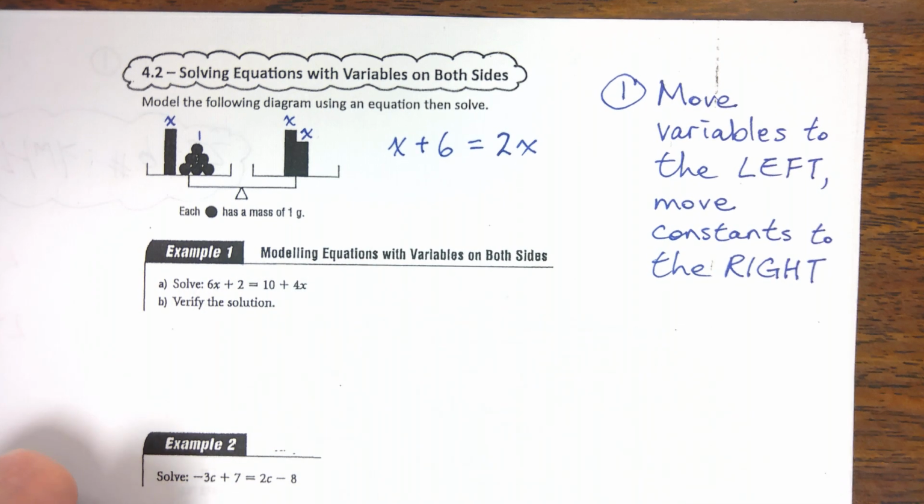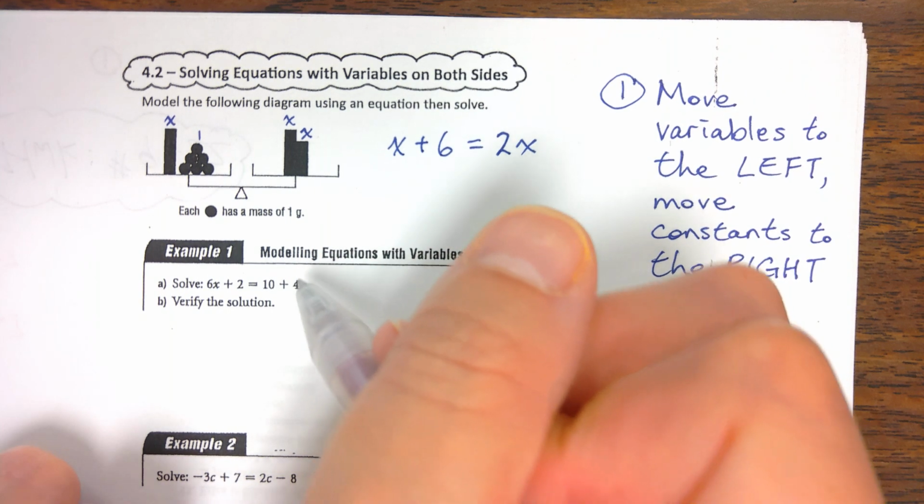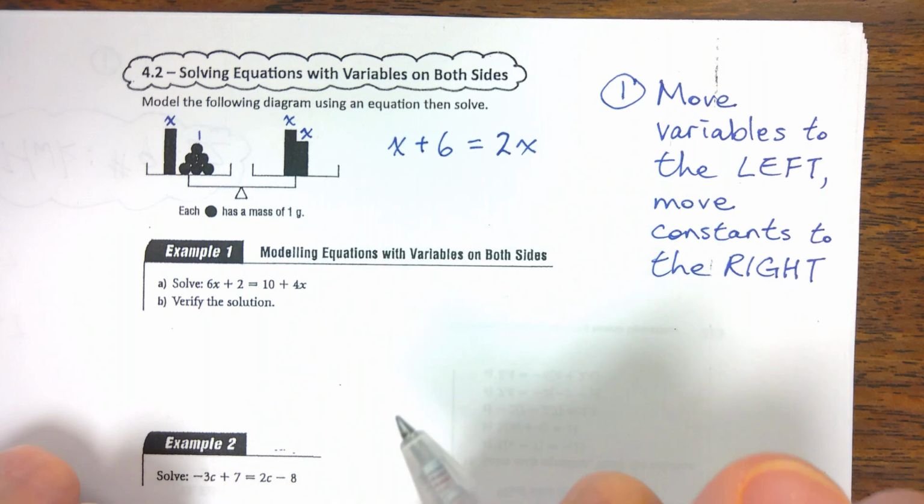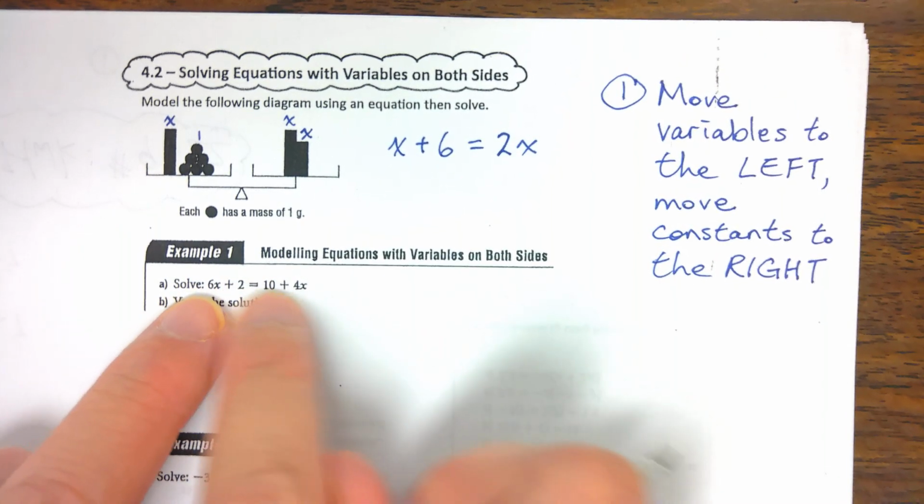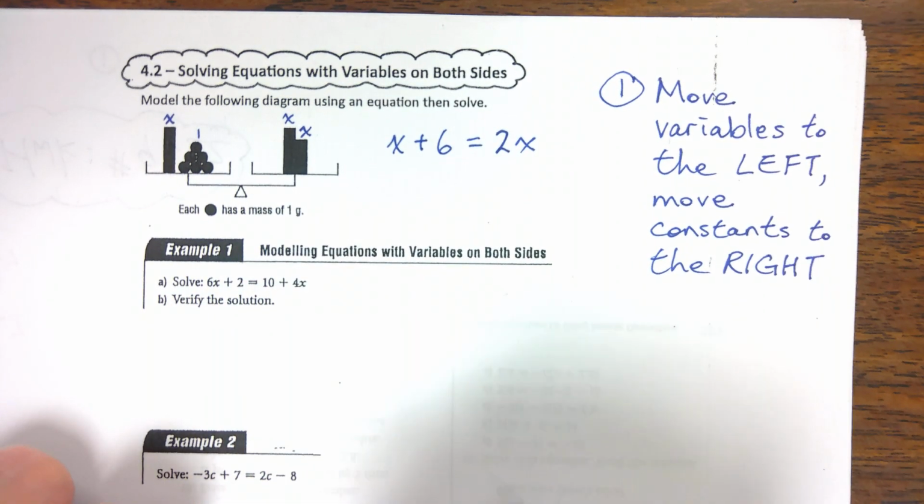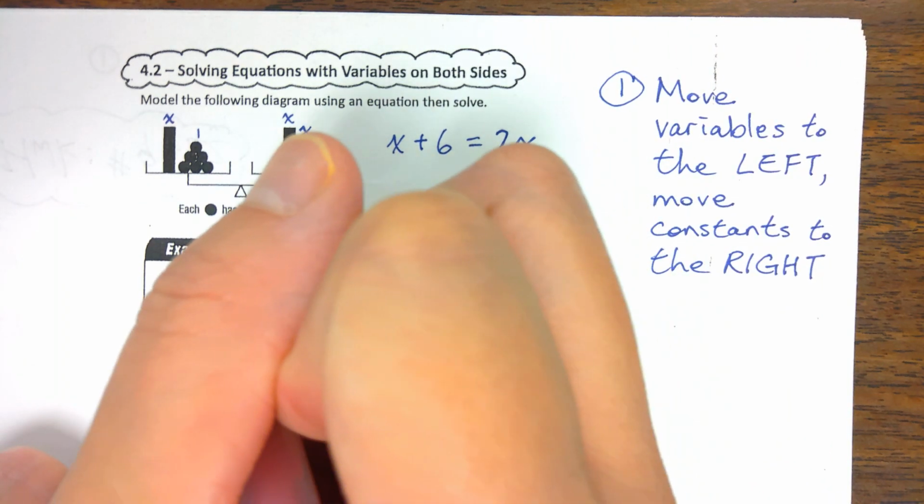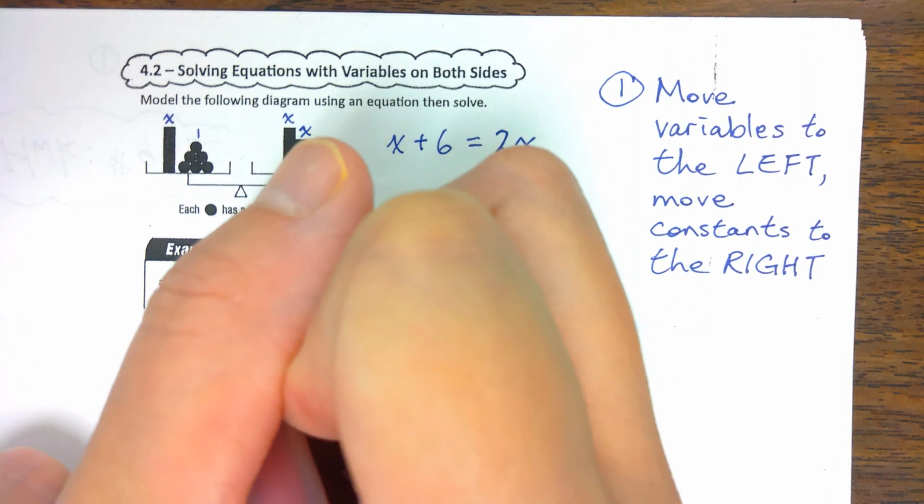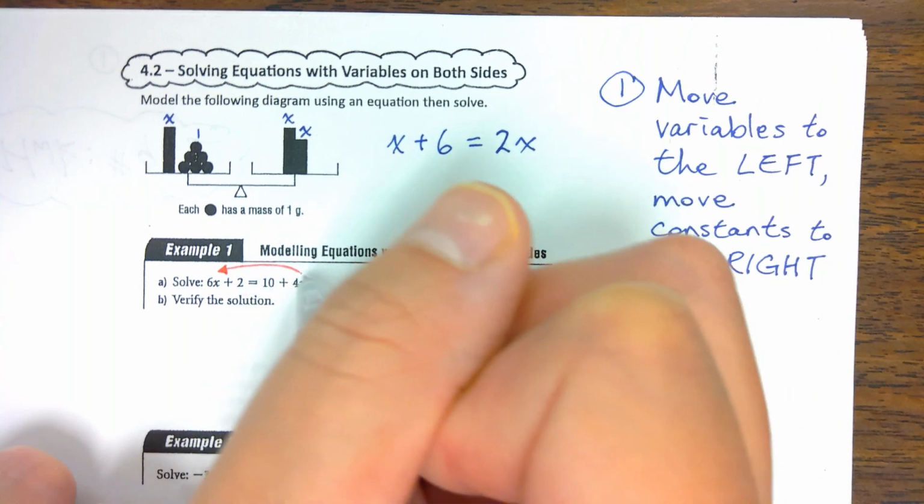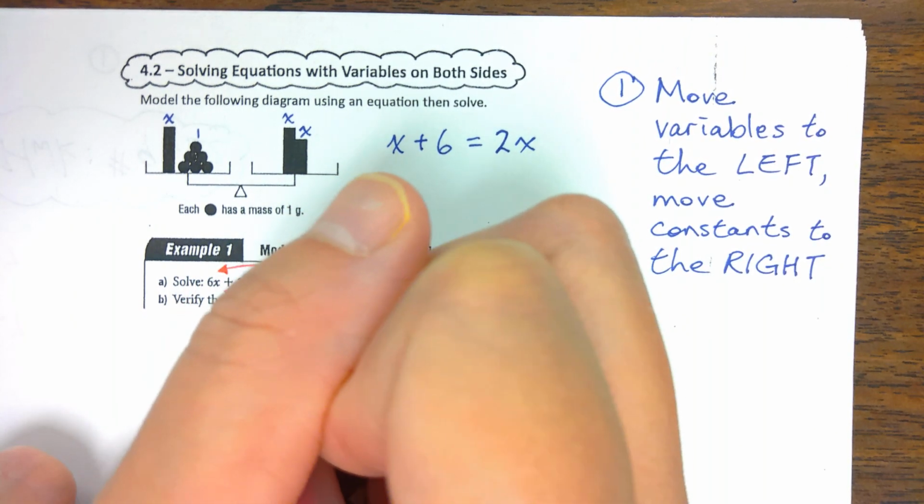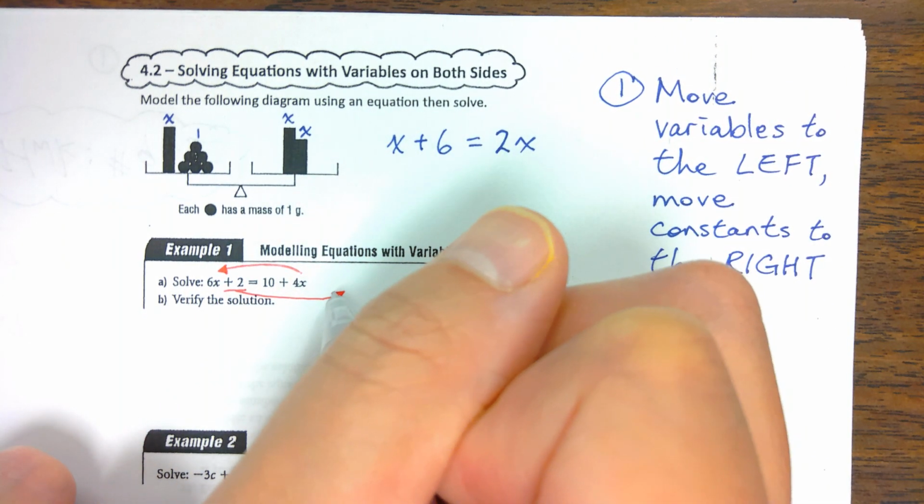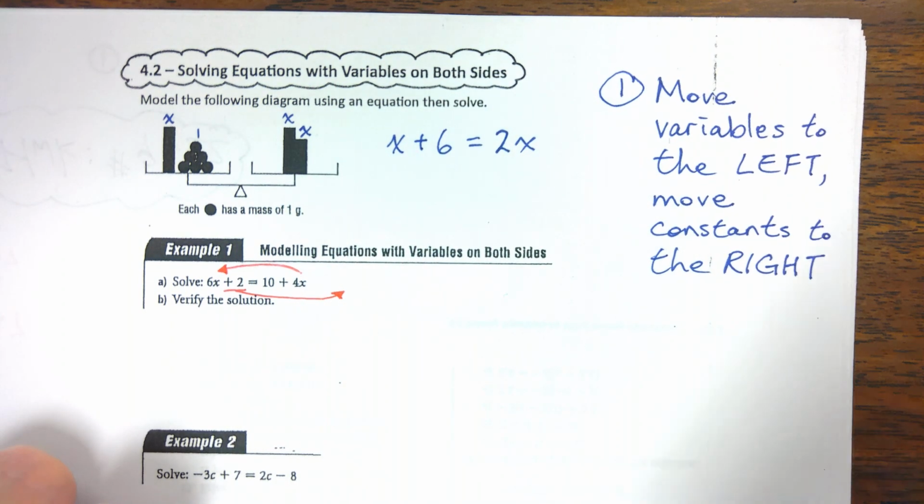What should I move to the left side? What should I move to the right side? Yep. Usually 2x to the left. Oh, I'm talking about this one, example 1 right here. 4x to the left. Yep. 2 to the right. Perfect. So I want to move the 4x to the left side, and I want to move the 2 to the right side. That's what it means.